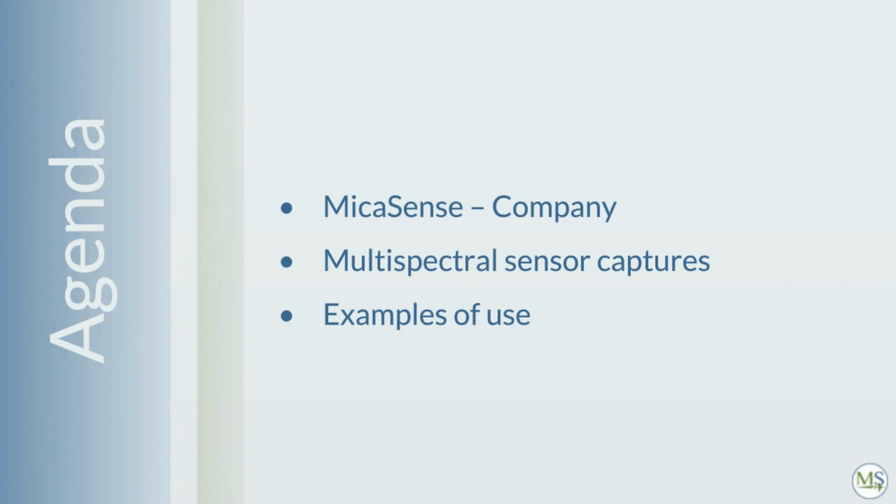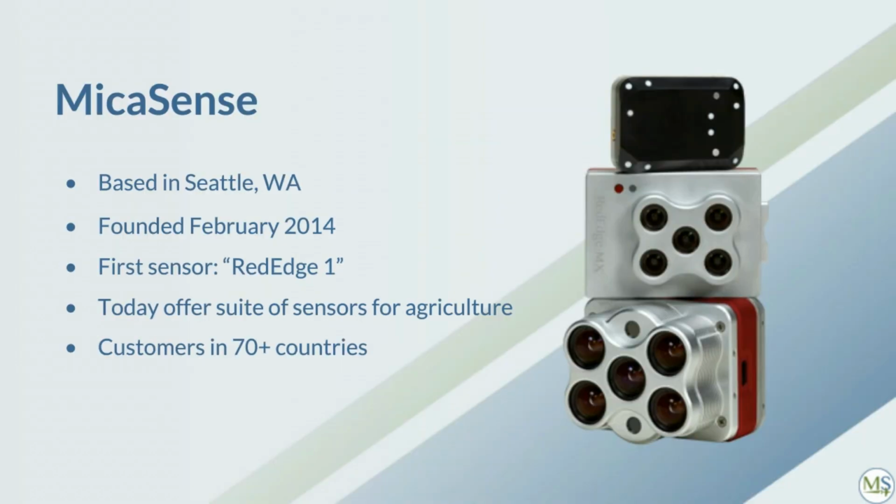So MicaSense is a company. We're based in Seattle, Washington. We've been around since 2014. The first sensor that we developed and offered to the market was called the RedEdge 1. What you're looking at on the right-hand side of your screen in the middle there, the silver sensor, is what we call RedEdge-MX.